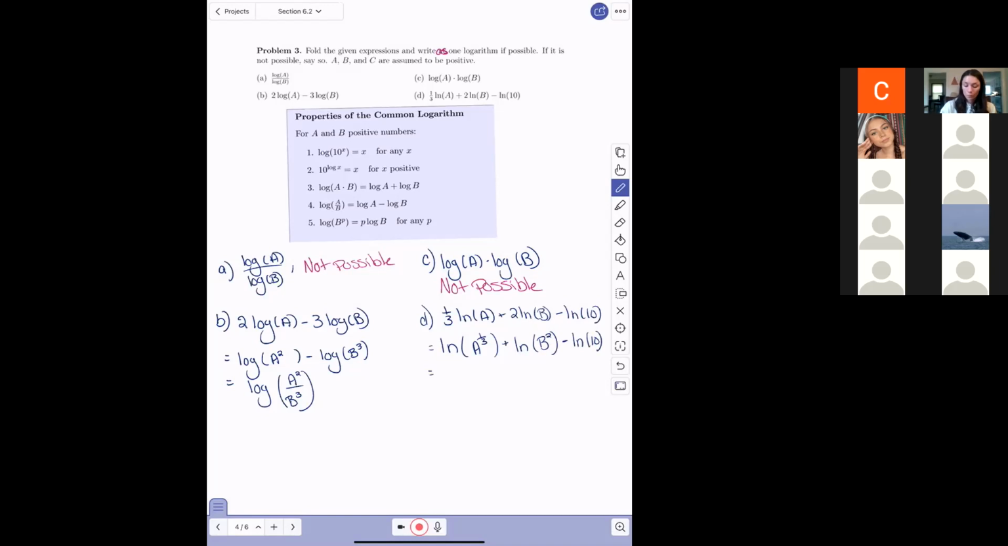Okay, now what other rules do we see happening? 3 and 4. It really doesn't matter. Actually, it does. We have to go left to right. So let's do our property 3 first. So we'll have ln of a to the 1/3 times b squared minus ln of 10. And now property 4 will have ln of a to the 1/3 b squared divided by 10 as your final answer. Okay, any questions there?